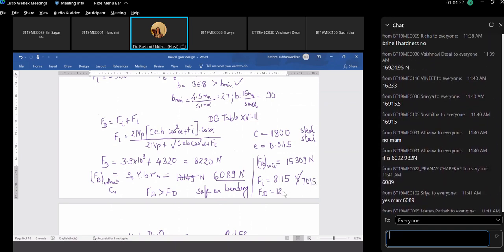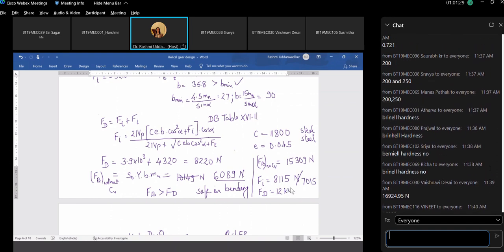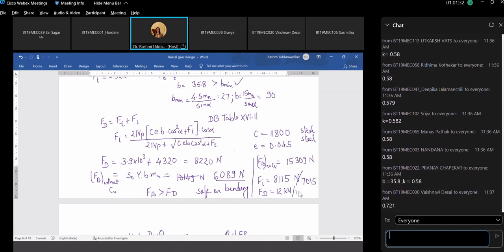And so this value is either 12 kilonewtons or others would be getting 11 point something kilonewtons. Okay, 10,900. It's 10.9 or 11. Now this is safe in bending with the new value of B taken as 90 mm. This is safe in bending. With B as 35.8, this was not safe.